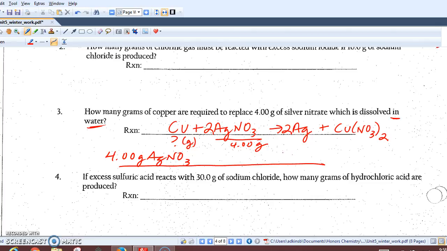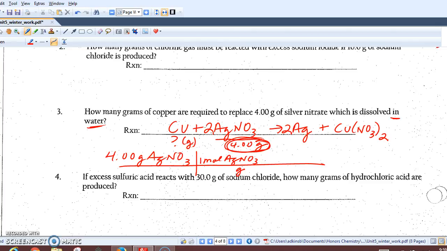This is in grams. The only way I can get to another substance is if I get this into moles. And so how do I do that? I've got to get the molar mass of the AgNO3. So grams are up top. We know grams has to go down, and we do moles of AgNO3. So I need to find the molar mass for 1 mole of AgNO3.